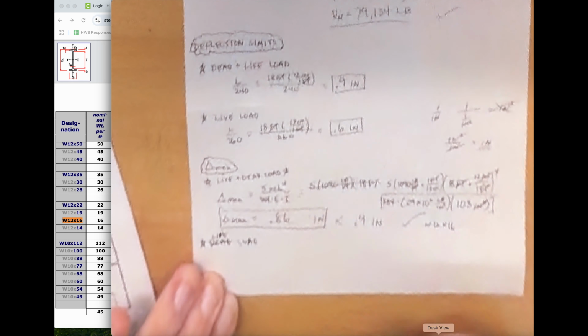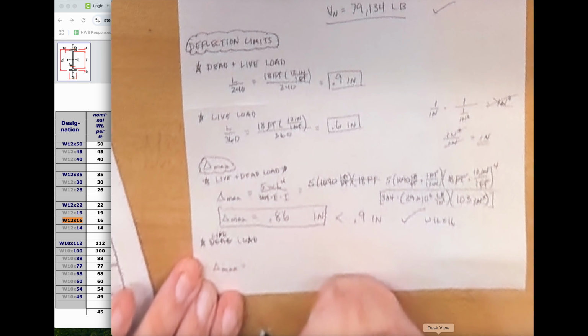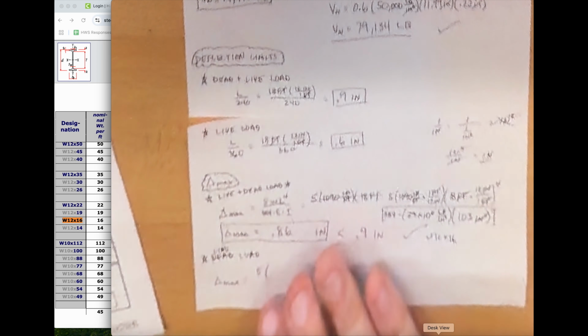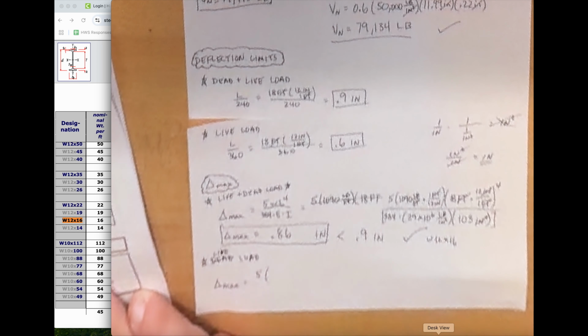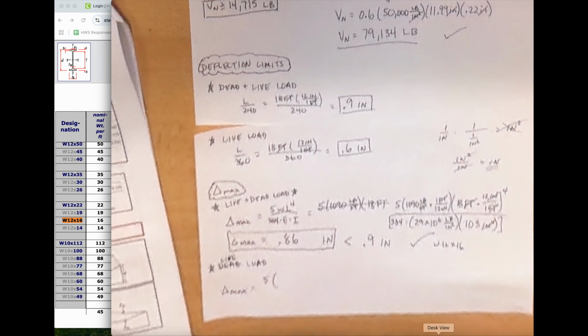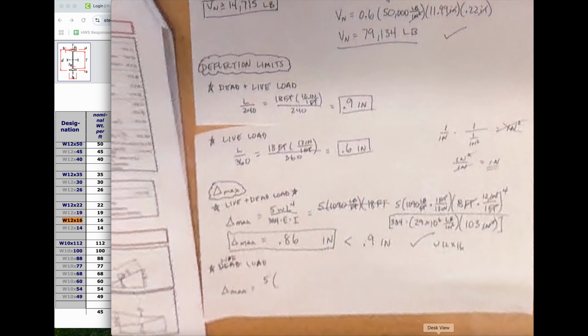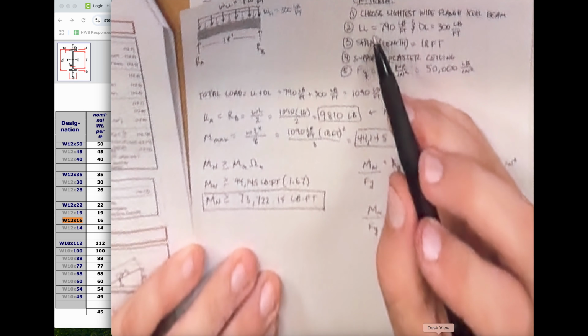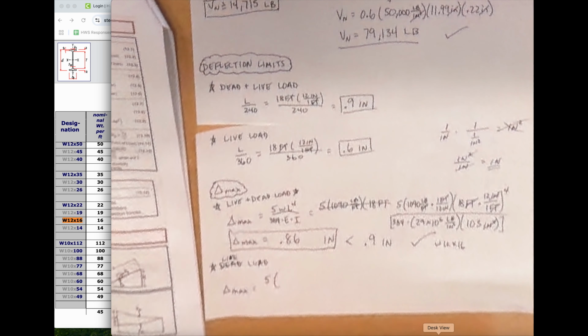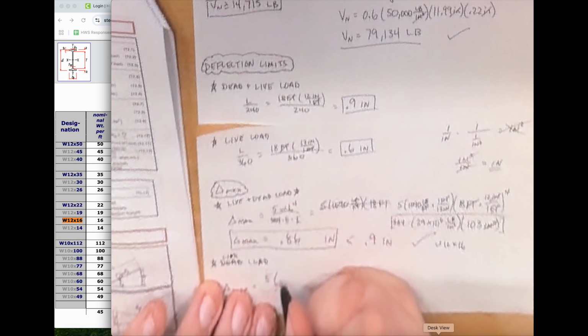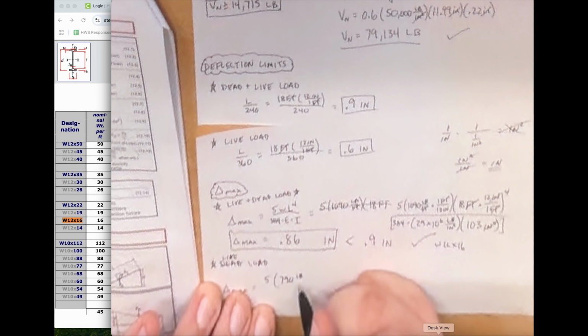Okay, so now for our live load, we've got some changes we have to make. Delta max is going to be equal to 5 times W for just the live load. If we go back to this initial problem statement, we'll see that the live load was equal to 790. So now we're going to put that in here. W is going to be 790 pounds per foot.